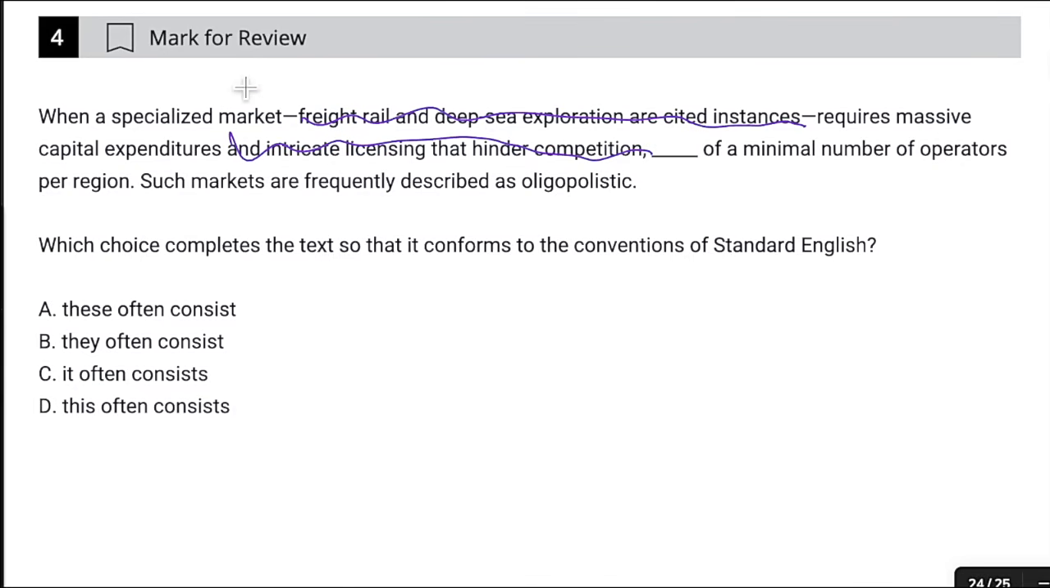So a specialized market is my antecedent in this case. A specialized market is singular, so we don't want these, we don't want they. And then it often consists of, or this often consists of. This is a weird one because it's normally going to be pointing to something nearby. And for something like specialized market, we would want to actually repeat this specialized market. So indeed, choice C, it often consists of, is going to be the correct answer for this one.